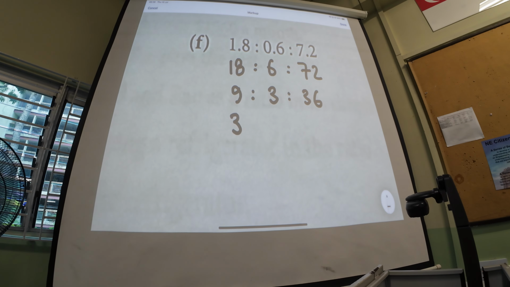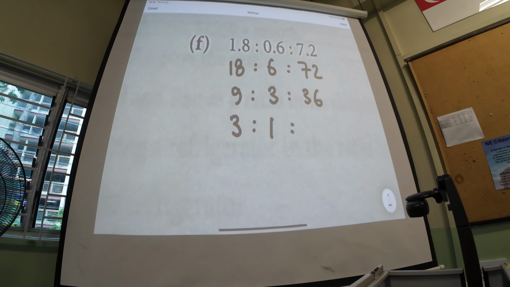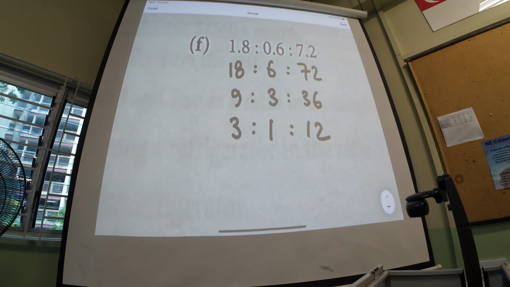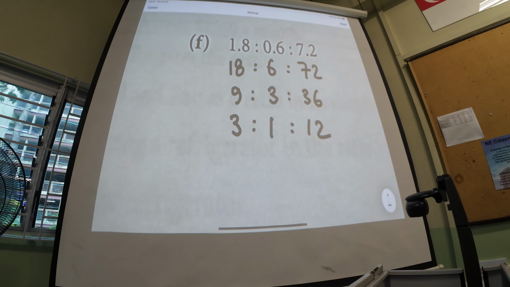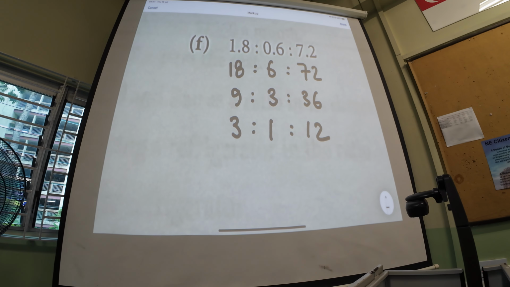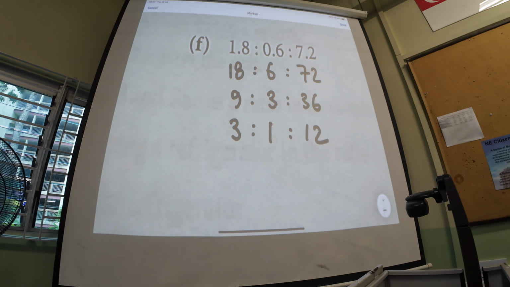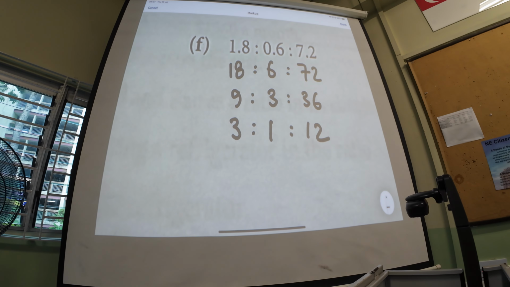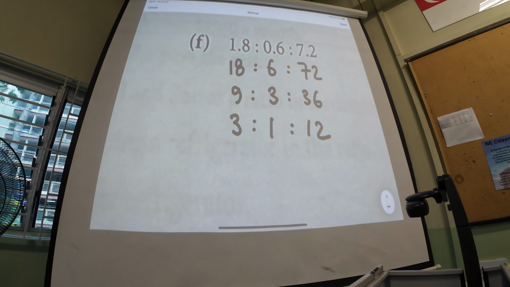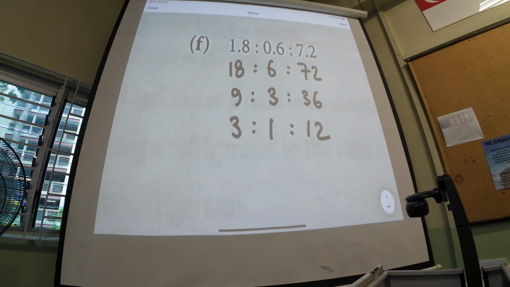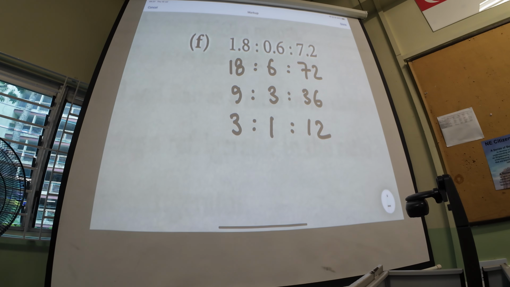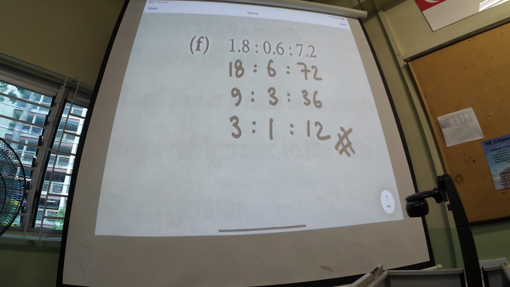Then it becomes 3, this is 1, this is 2. Once any of them reaches 1, we cannot divide further already. Okay? Because if we divide 1 by anything bigger than 1, it will become a decimal already. So when any one of the numbers reaches 1, that means that is the simplest form.